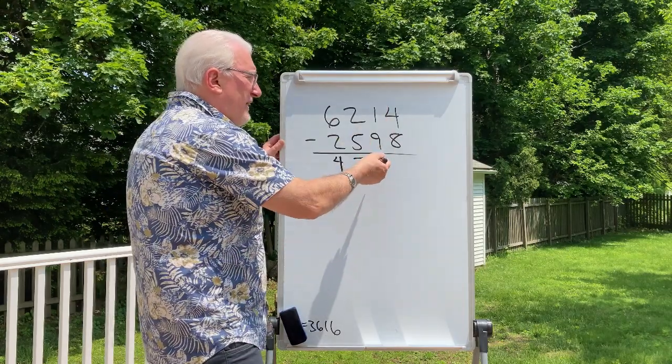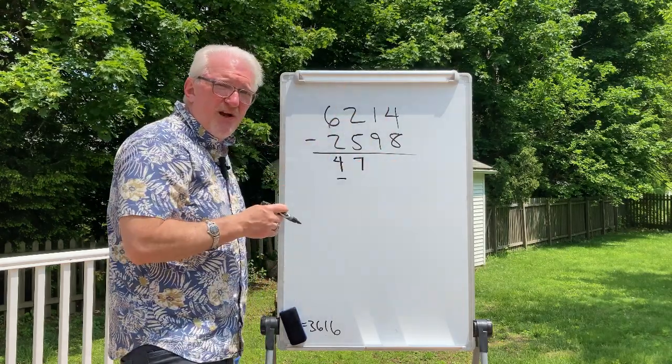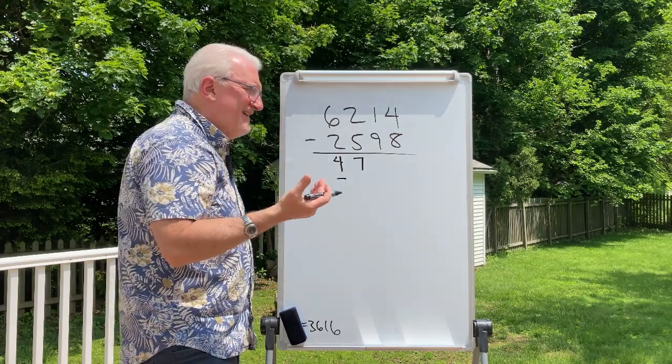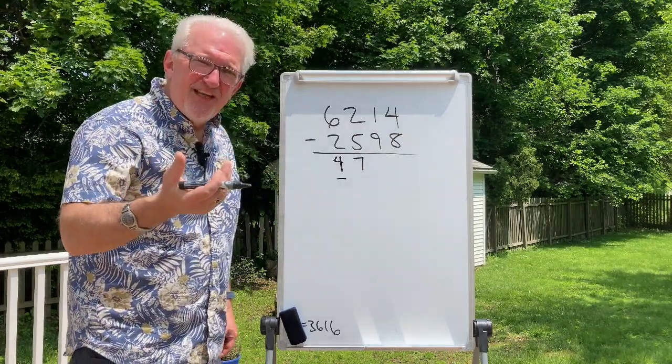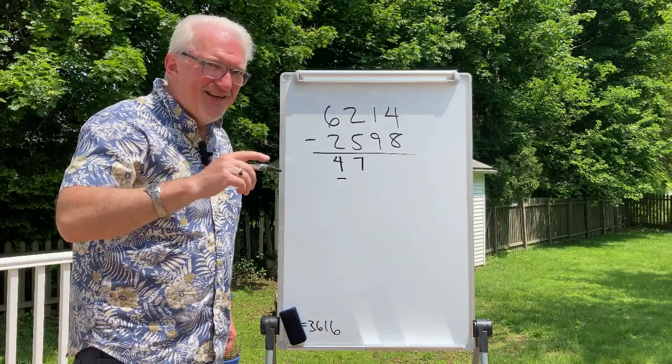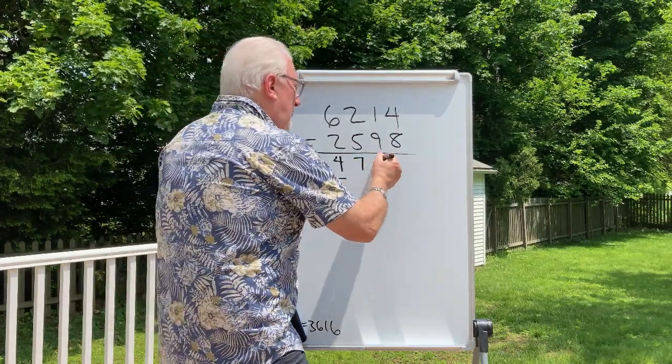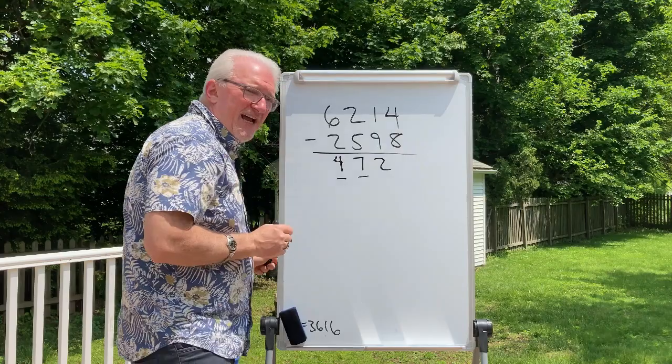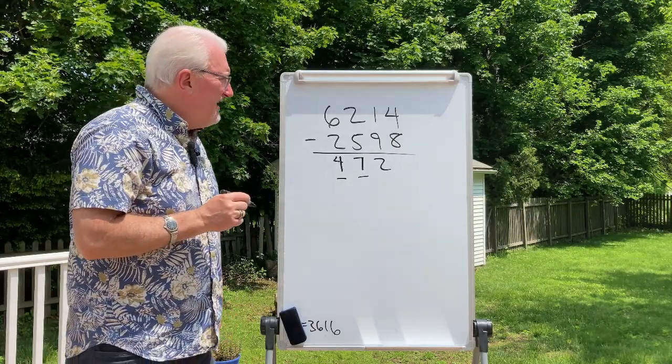Continuing, 1 is less than 9, so we're going to do 9 minus 1. That's 8. But the complement of 8 is 2. We'll write down 2, put a dash under the 7 in the hundreds column.